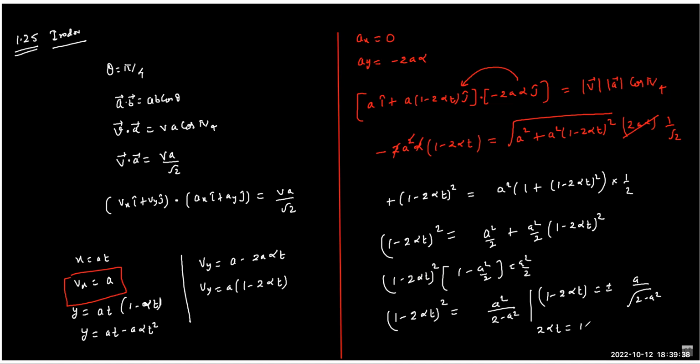So 2 alpha t is 1 minus plus, of course, a by root of 2 minus a square. So just the last line. So this is very much mechanical way of solving. So 2 alpha t is plus minus a by root of 2 minus a square. So t not becomes 1 by 2 alpha. 1.25.